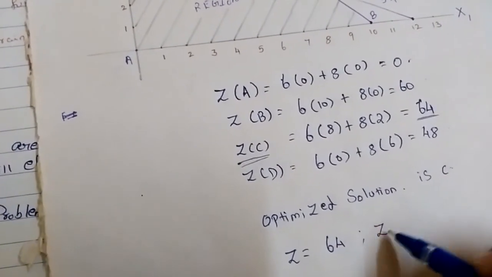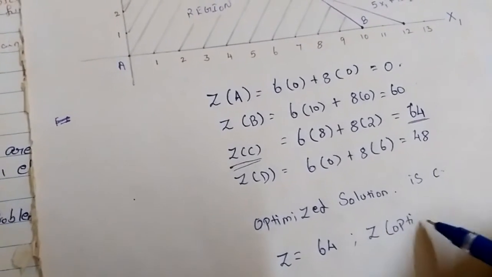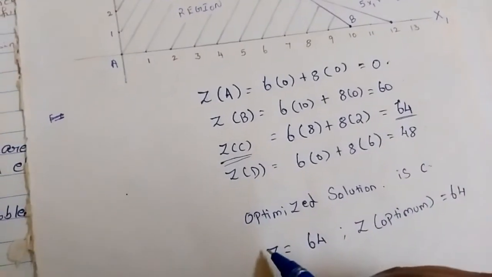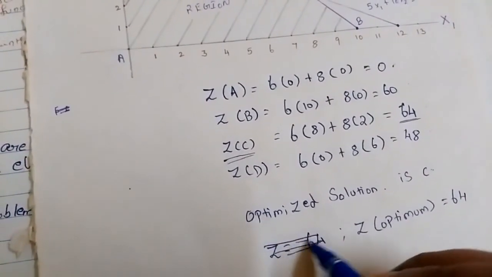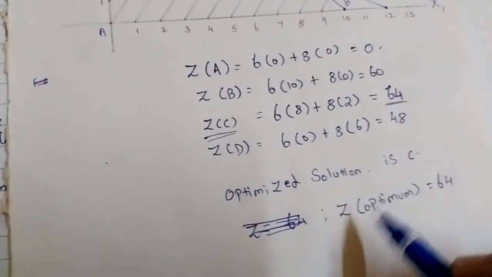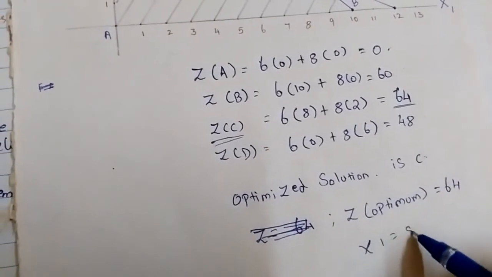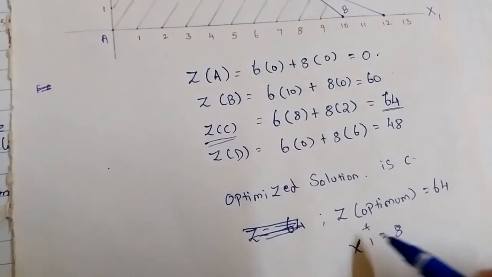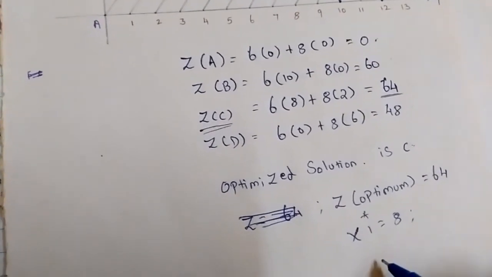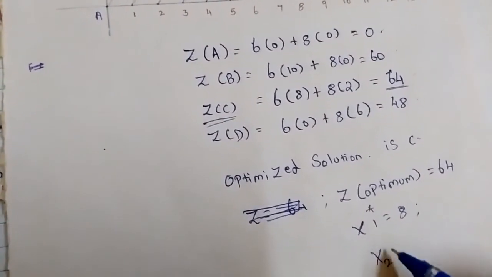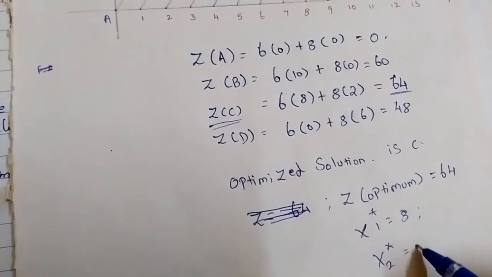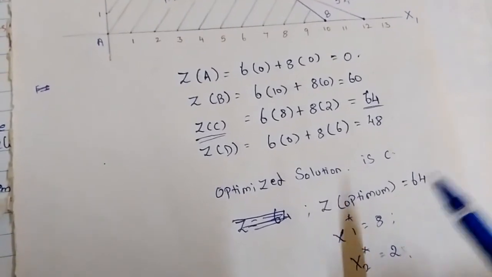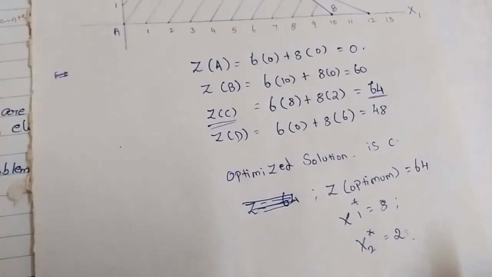How do we denote Z optimum? We should not write it directly; just write it as Z optimum equal to 64. Then x1 is equal to 8 star, make it a star in the superscript. That means optimum x1 is equal to 8, then optimum x2 is equal to 2, 8 comma 2 in coordinates. This is the final optimized solution you arrived at in the graphical method.